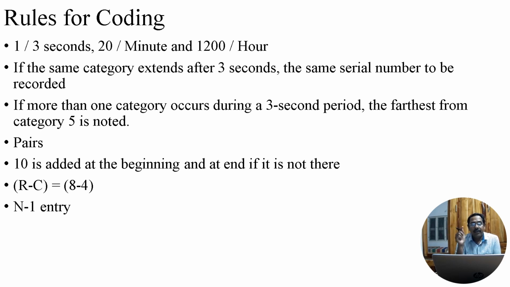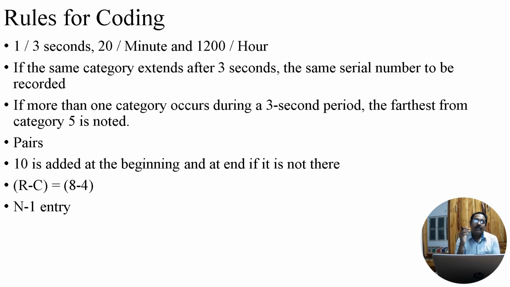If more than one category occurs during a 3-second period, the one farthest from category 5 is noted. Suppose students respond by themselves, that is 9, and there is also silence, that is 10. So if 2 categories, 9 and 10, occur within a 3-second period, we select 10 because that is farthest from 5. So when 2 categories come in a 3-second period, we select the one farther from 5.